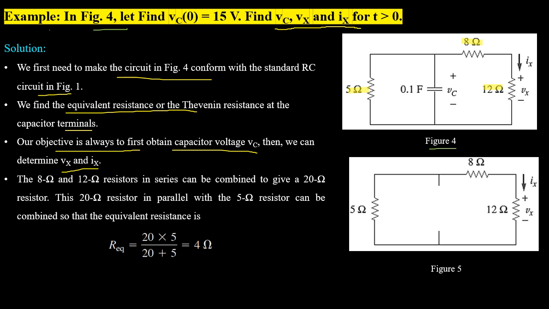Now for the Thevenin equivalent resistance, we will remove the capacitor, and in the remaining circuit, we will have an 8 ohm resistor in series with a 12 ohm resistor, which will give an equivalent of a 20 ohm resistor. And this 20 ohm resistor will be in parallel with a 5 ohm resistor. Now solving using the parallel formula, the equivalent resistance will be equal to 4 ohms, and the circuit is shown in figure 5.